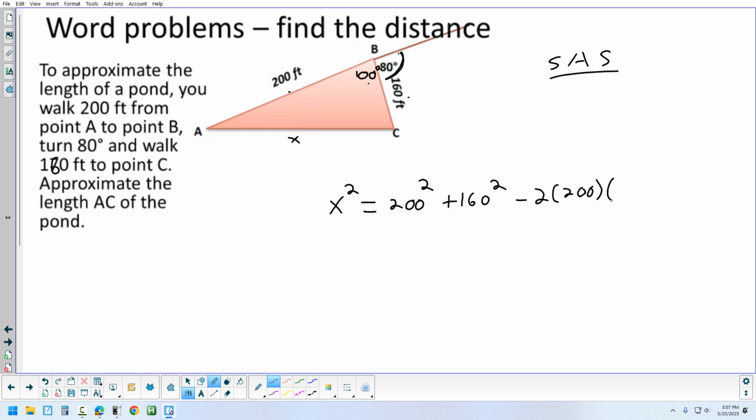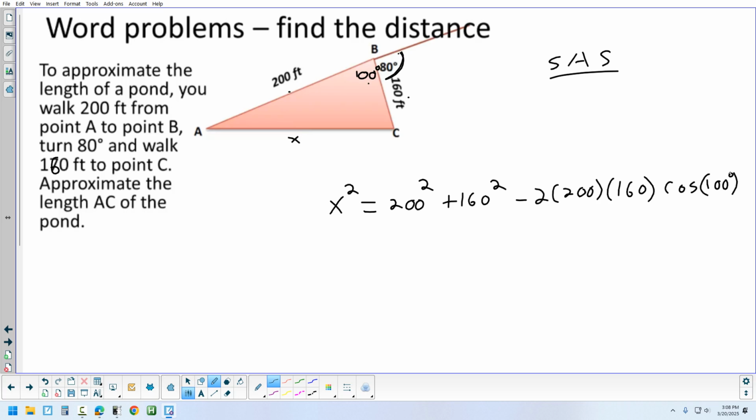2 times 200 times 160. And the last thing we need to put there is cosine of B, cosine 100. Okay, so they didn't use any of the letters that I used this week. This is from a different book, so we just have to use the general formula following the pattern. Any questions on how to set that up?